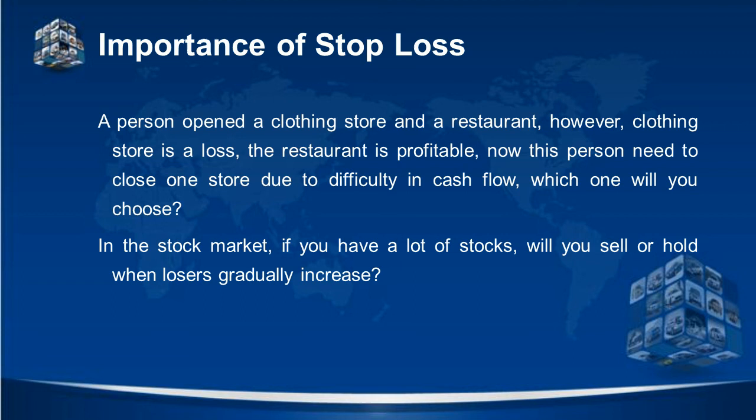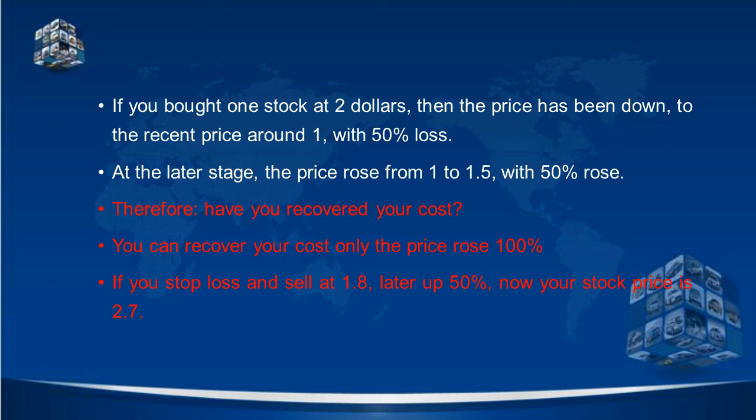Then in the stock market, if you have a lot of stocks, will you sell or hold when losers gradually increase? Sell or hold? Sell. Okay, you cannot keep so many loser stocks, right? Then if you bought one stock at $2, then the price had gone down to the recent price around 1, with 50% loss. Maybe we buy some stocks, but we lost money, right? At the later stage, the price goes from 1 to 1.5, with 50% gain. What's the difference?